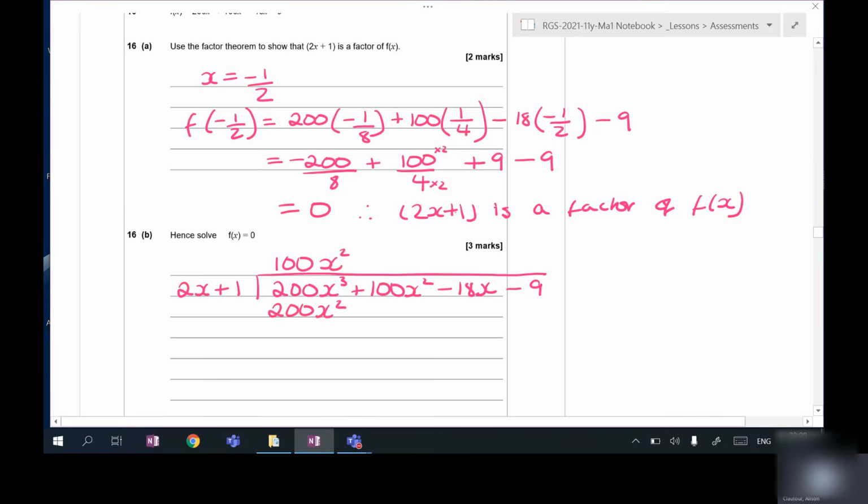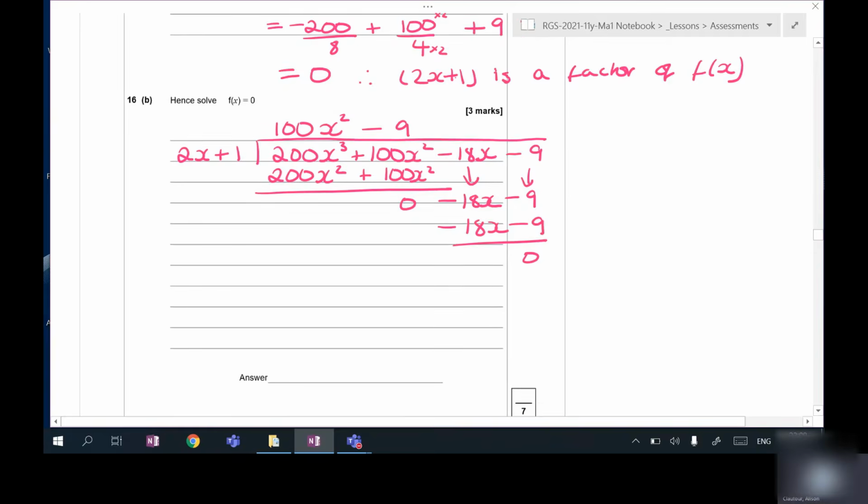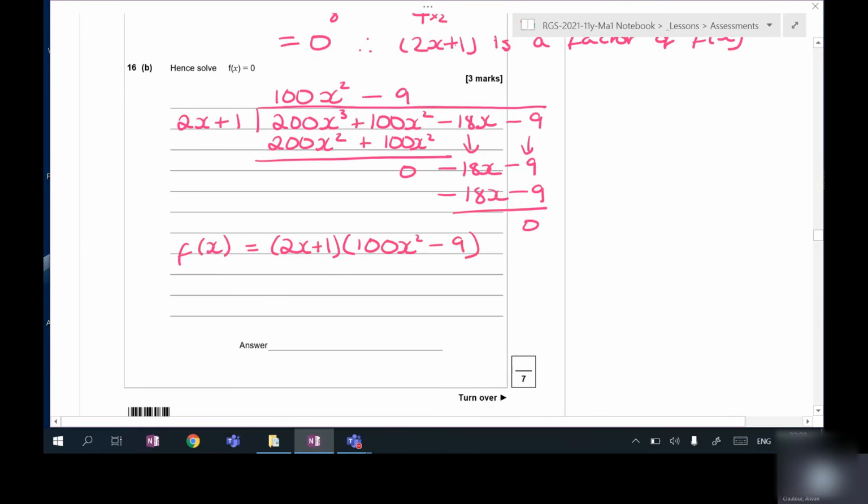Then going to multiply 100x squared by 2x plus 1, and actually get 0. So bring down the next term. So 2x into minus 18x goes minus 9 times. So minus 9 times 2x is minus 18x, minus 9, 0. So therefore f of x is my 2x plus 1 multiplied by 100x squared minus 9.